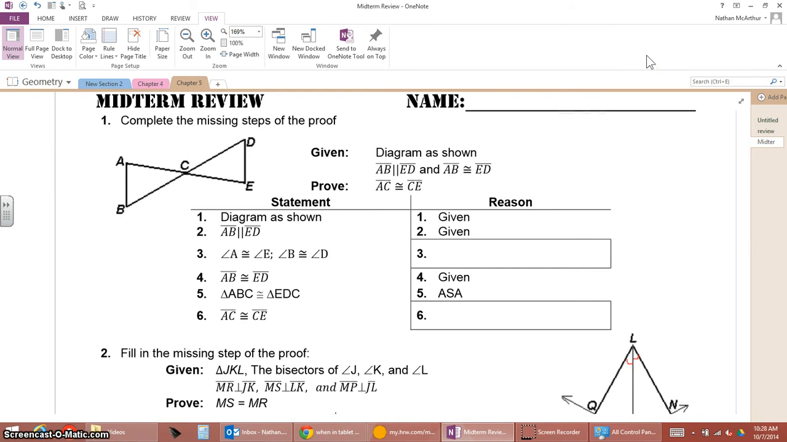All right, so midterm review. Here's the worksheet that we're going to hand out. There may be some differences, but it should be pretty much the same. All right, so we look here. We say diagram as shown.